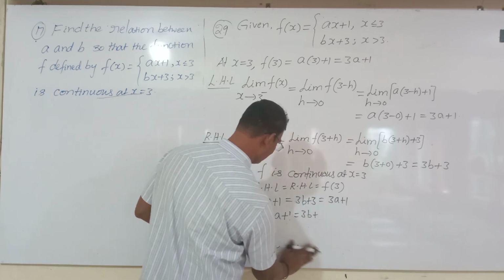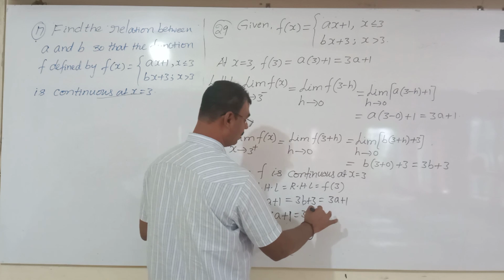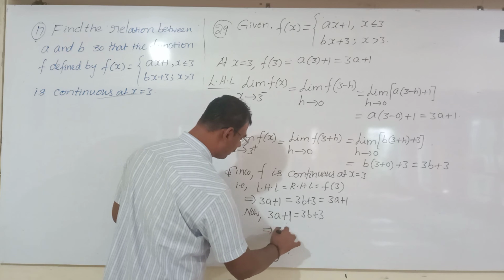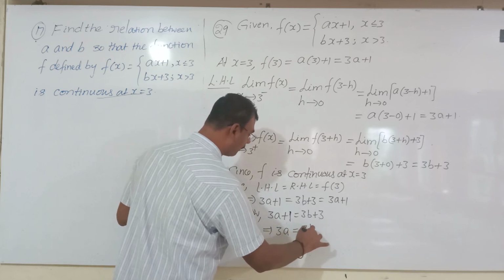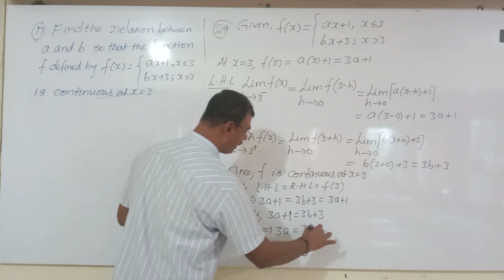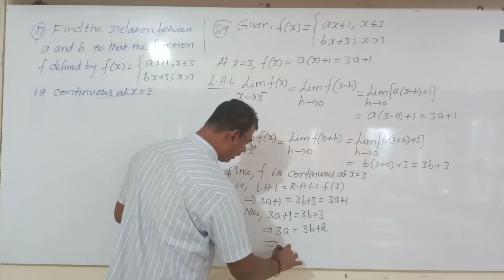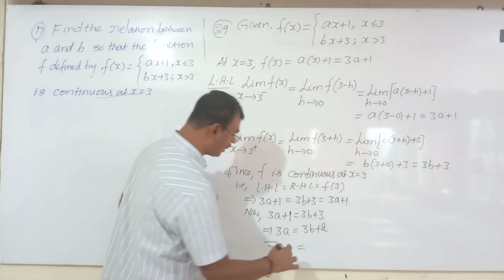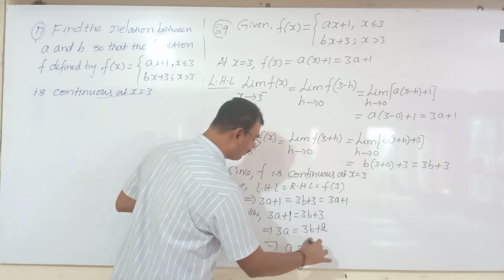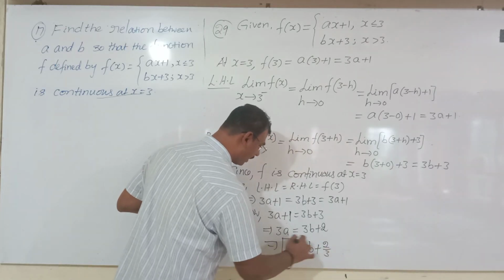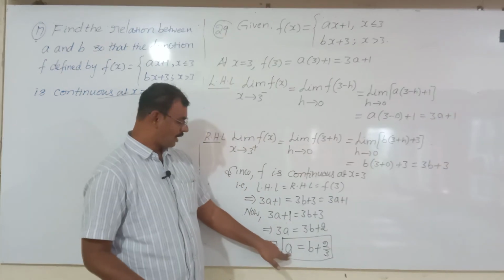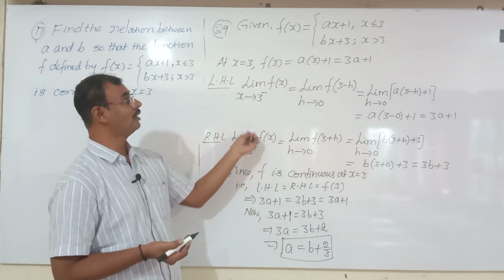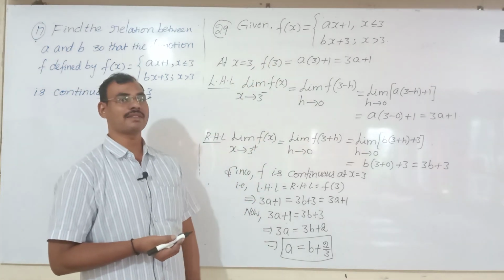So here we do not cancel that. 3a plus 1 is equal to 3b plus 3. Now 3a is equal to 3b plus 3 minus 1, which is 3b plus 2. What is the a value? Dividing by 3, a is equal to b plus 2 by 3. This is the exact relation between a and b when f of x is continuous at x equal to 3.